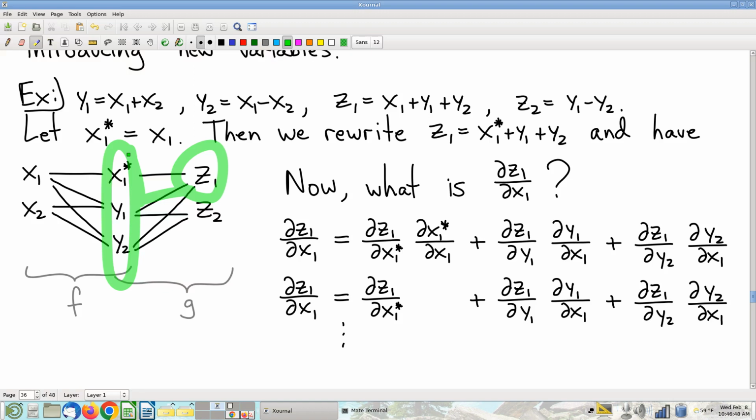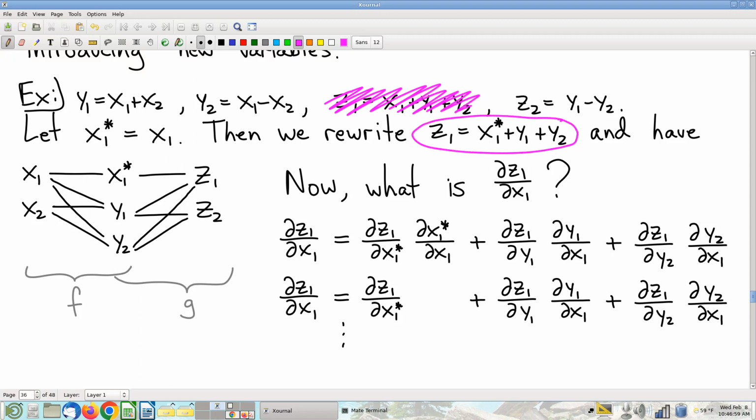Everybody with me? Okay. Now, as such, I've got to abandon this equation and rewrite it again in terms of x1 star instead of x1. So now I have these four equations instead of the original four, and that's really no issue at all. I've got a perfectly satisfactory diagram representing a composition of actual functions. There's no confusion of variables. We're in business. And let's compute, for example, partial of z1 with respect to x1.